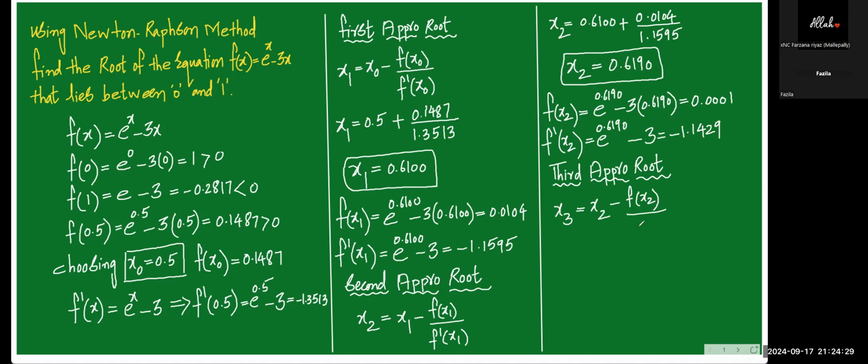अच्छा एक चीज याद रखिए आप, आपके न्यूमेरिकल इंटीग्रेशन में फार्मूलाज बहुत आने वाले हैं. कल भी मैं आपको लिस्ट ऑफ फार्मूलाज दिया ना. फार्मूलाज बहुत आते रहते हैं. जी. आप x2 वैल्यू we got it as 0.6190 minus f of x2 value is 0.0001 divided by minus into minus plus 1.1429. Then what is your x3 becomes?